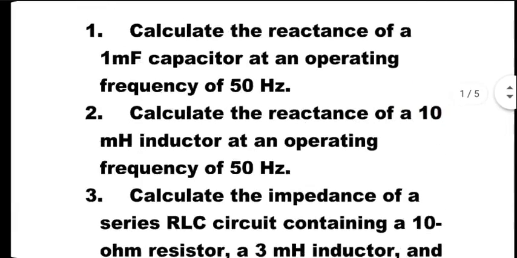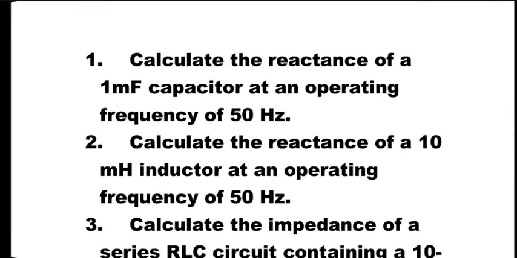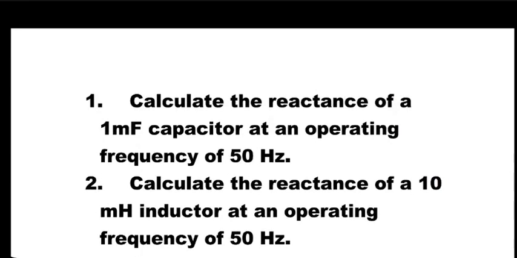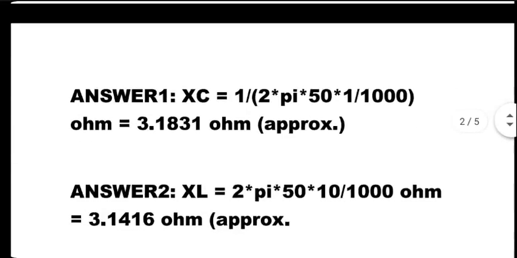Second problem says calculate the reactance of a 10 millihenry inductor at an operating frequency of 50 hertz. You see, all this was done with mechanical engineering students in mind. So I'm sure you are getting bored, but let's get it over with quickly so that we can get to real work. 10 millihenry inductor, 2 pi FL. 2 pi into 50 into 10 to the power minus 3 into 10, right? So hopefully you'll get this answer, 3.14160 in this case.